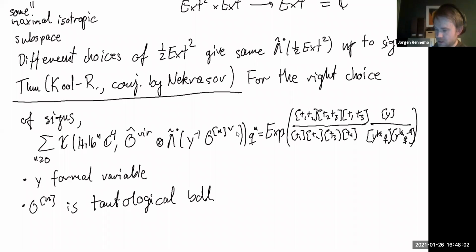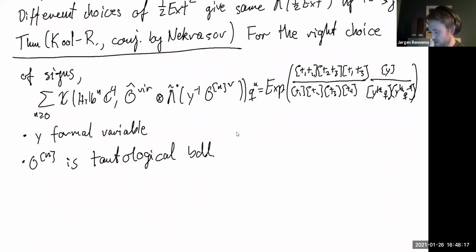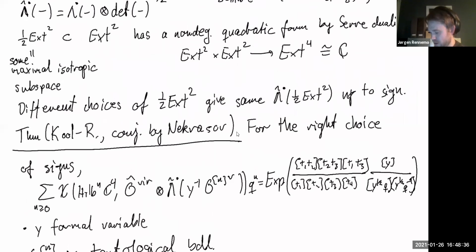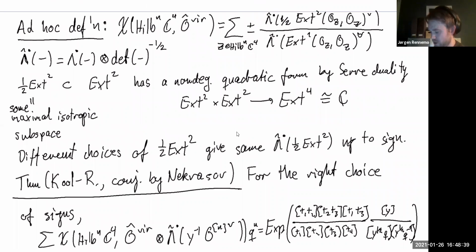So I'm nearing the end; there's like 15 minutes left of my talk. Having given you the result, let me say something about why we're able to do this now. I've been stating this in the order in which things were conjectured and described. Logically speaking, we don't really need this ad hoc definition. We now have a definition of what this O hat vir is, and this changes from a definition to a theorem.